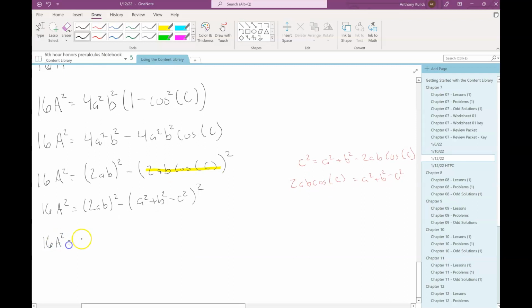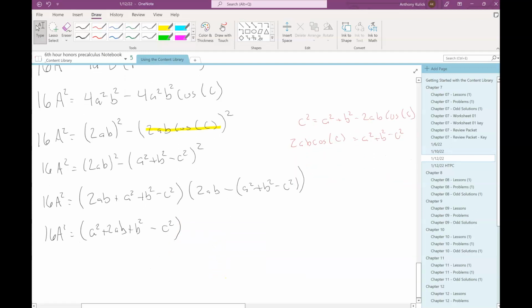Now I'm going to do my factoring. So that's going to be 2ab plus a squared plus b squared minus c squared times 2ab minus a squared plus b squared minus c squared. So I'm going to go ahead and just rearrange things a little bit inside these parentheses to point something out. So in the first parenthesis, since everything is positive, I'm just going to put the plus 2ab in between the a squared and the b squared. No big deal, right? All I did was just change the order I'm adding things.